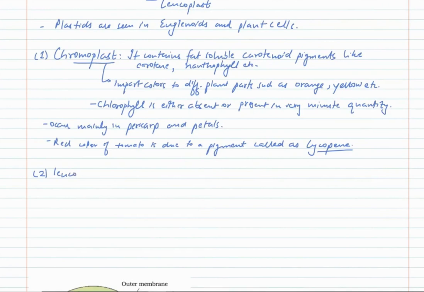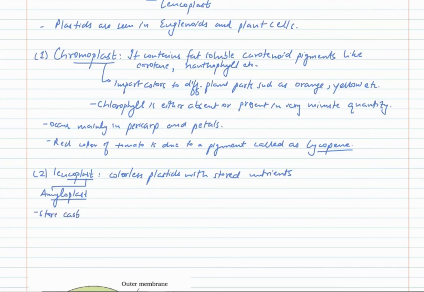Second is leucoplast. Leucoplasts do not contain any pigments. They are colorless plastids of varied shape and sizes with stored nutrients. Leucoplasts are of various types, such as amyloplasts, which store carbohydrates.